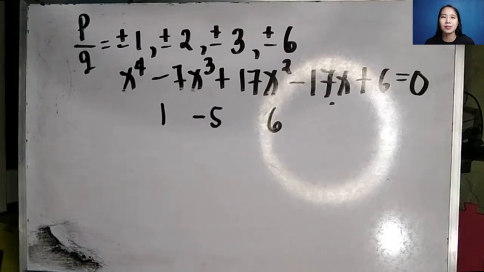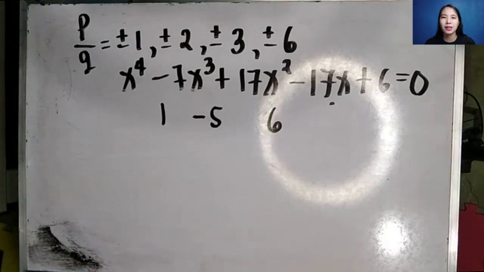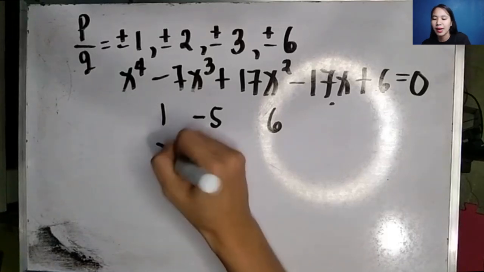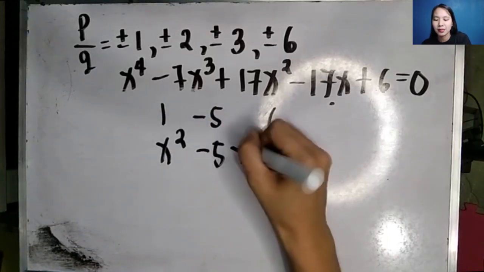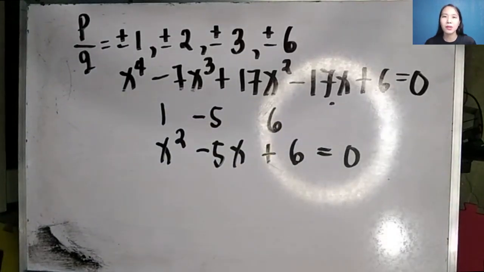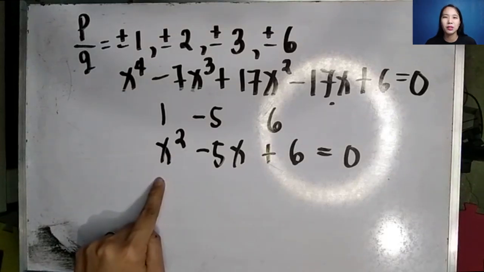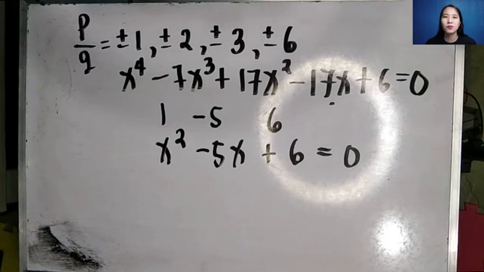The last entries of our given synthetic division a while ago are 1, negative 5, and 6. From this, we can get our depressed equation x squared minus 5x plus 6 equals 0. Since our equation here is in degree of 2, or this one is a quadratic equation, we can find our roots or the values of x by using different methods. We can use factoring, quadratic formula, or completing the square.